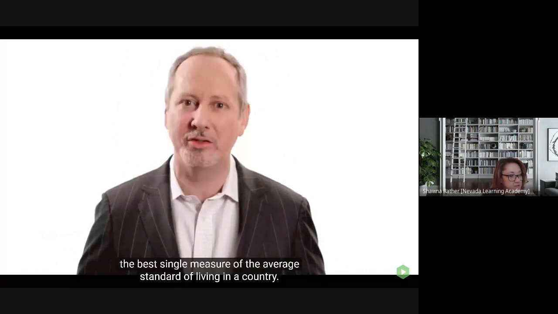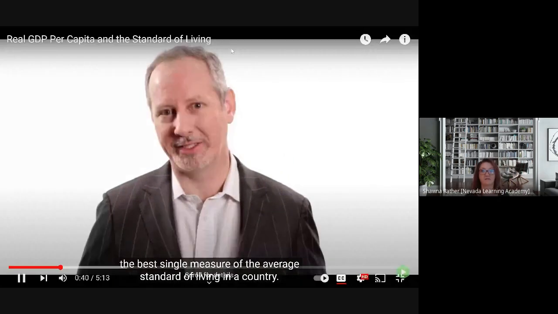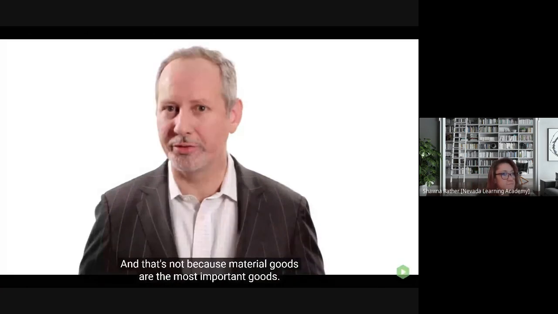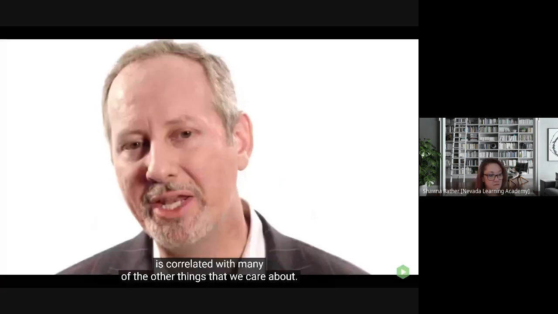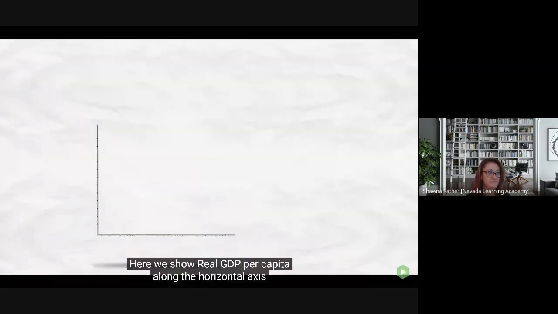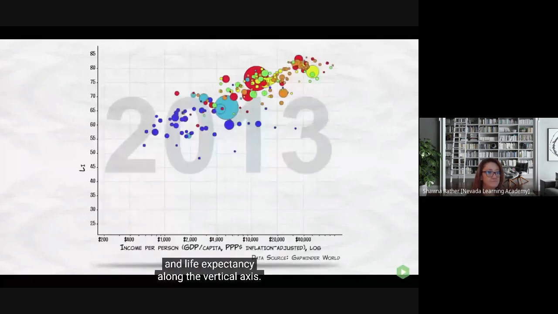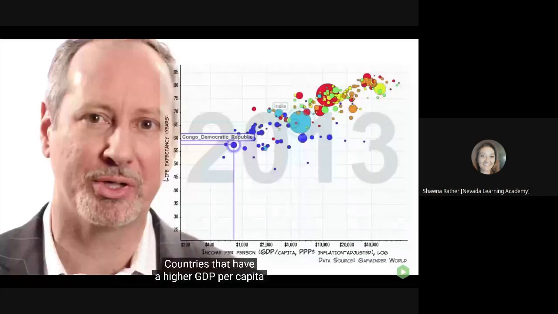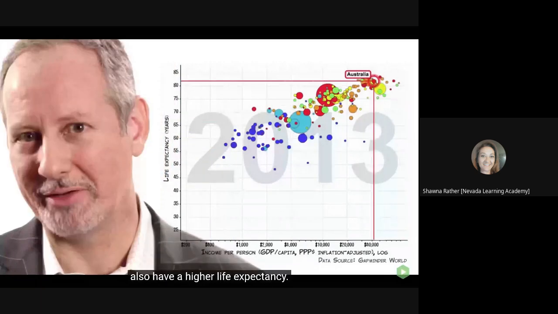And that's not because material goods are the most important goods. It's because real GDP per capita is correlated with many of the other things that we care about. Let's start with life expectancy. Here we show real GDP per capita along the horizontal axis and life expectancy along the vertical axis. As you can see, there's a positive correlation. Countries that have a higher GDP per capita also have a higher life expectancy. Perhaps that's not too surprising.